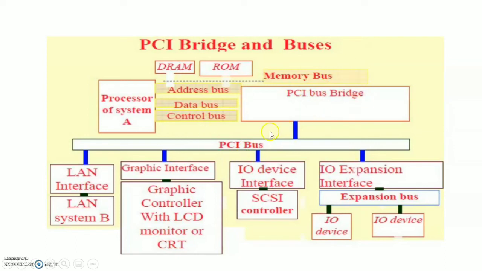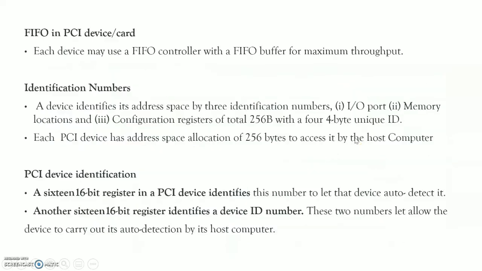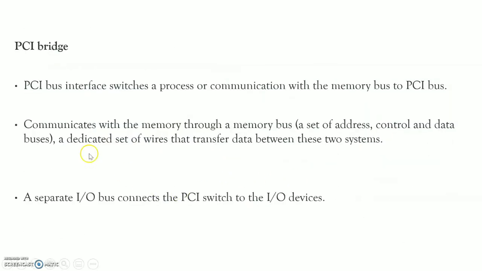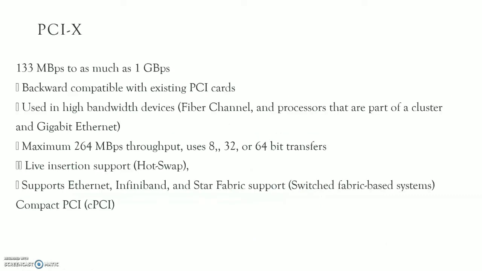So, the PCI bridge helps to connect between this PCI bus and the various buses like memory bus, address bus, data bus, control bus. In order to communicate with these buses from the PCI bus, the bridge can be used. Okay, so that is the use of a PCI bridge. So it communicates with the memory through the memory bus, and also it communicates with the control and data buses. So a dedicated set of wires is actually used for data transfer. Now, a separate I/O bus connects the PCI bridge with the I/O devices. A separate I/O bus is there for connecting with the I/O devices. So the function of a bridge is actually to connect with the other buses and systems.